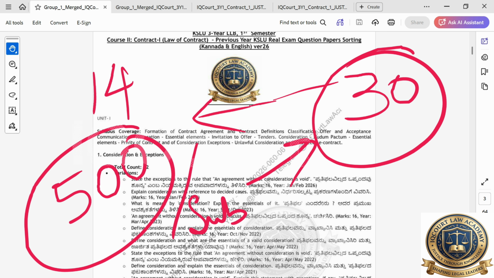IQCourt Law Academy will always provide questions and materials based on proof, the scientific way, with clear-cut research on the core concepts of the law subject. That is the beauty of IQCourt Law Academy. We are studying more than 500 questions. That is the hard work and quality of the materials IQCourt Law Academy is providing to KSLU students.